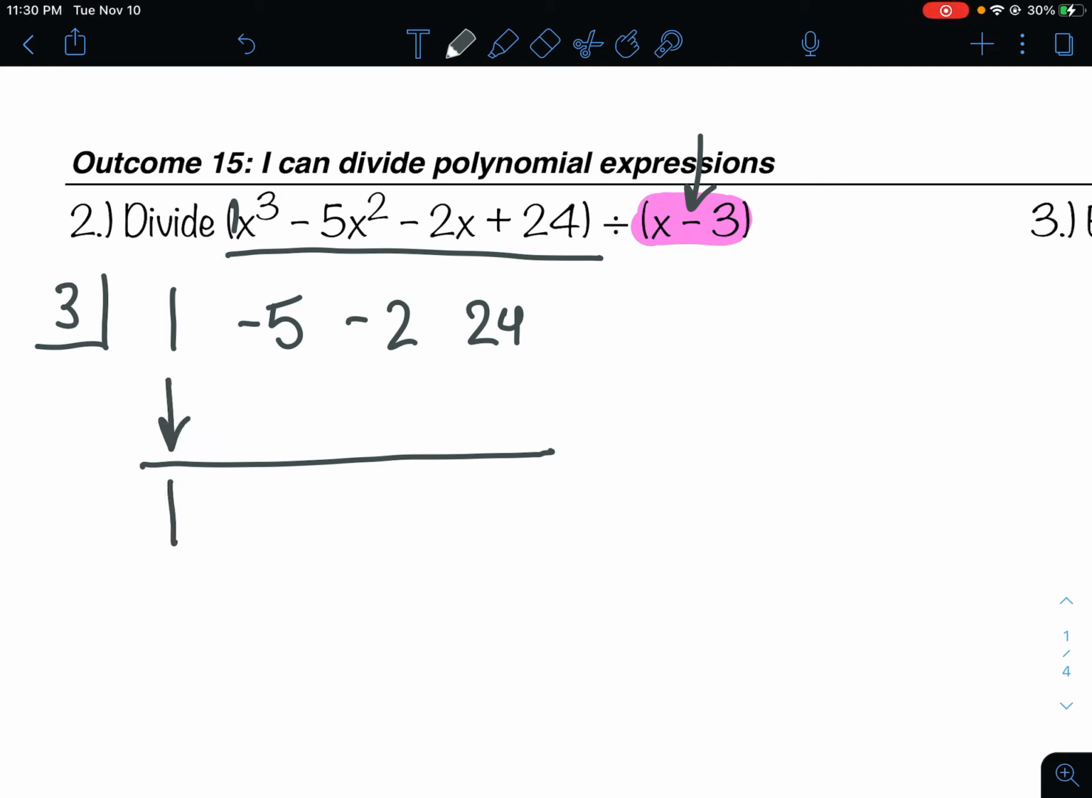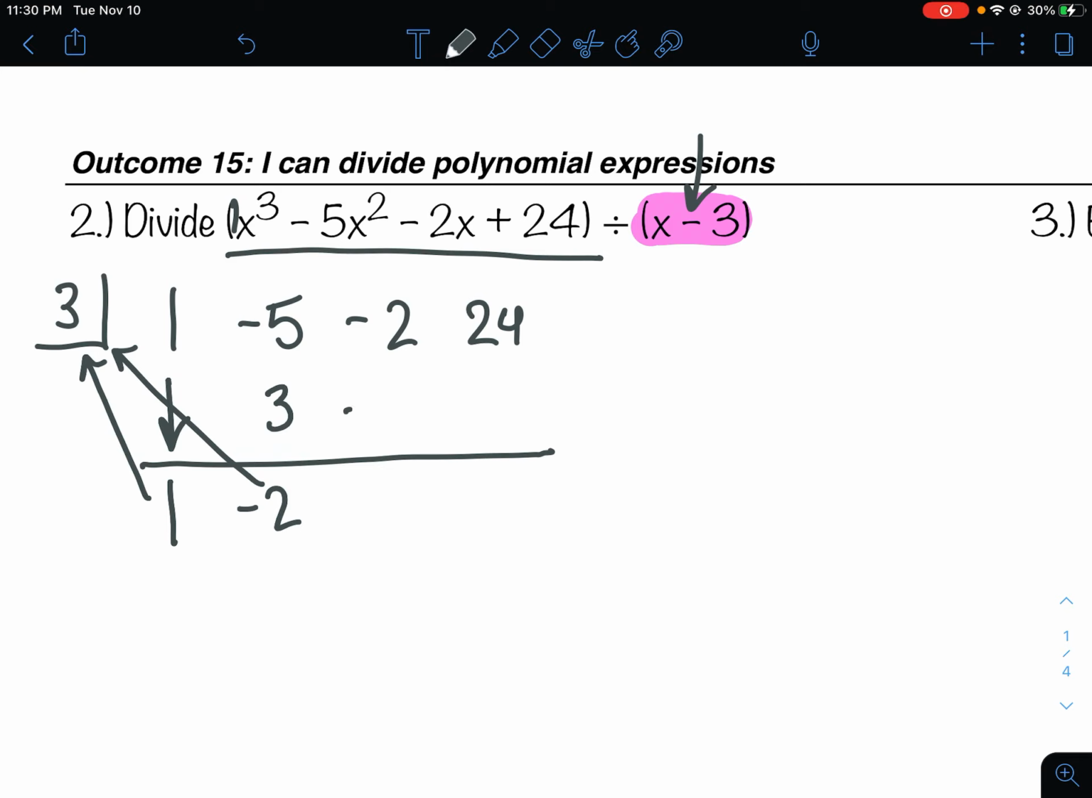The first step is to bring the first number down below the line. Whatever the first number is, bring it down. And then you start a process of multiplying and adding. You multiply by the box number, the number in the corner. 1 times 3 is 3. You place it in the next column, and then you add down. Negative 5 plus 3 is negative 2. And then the process repeats.